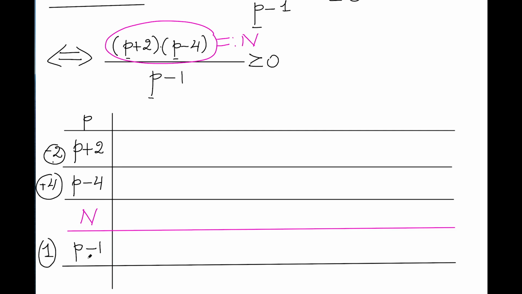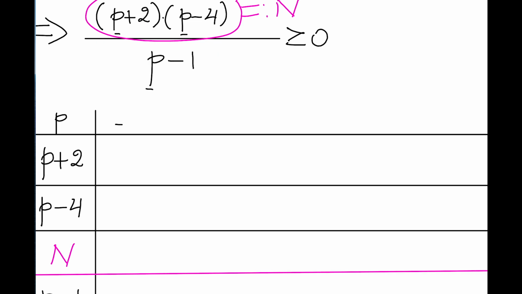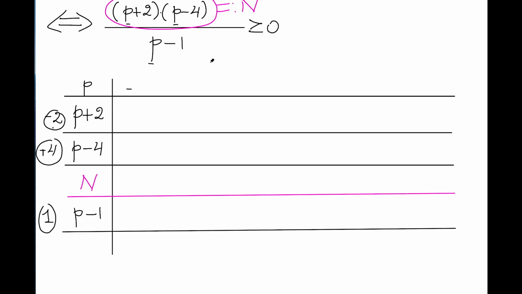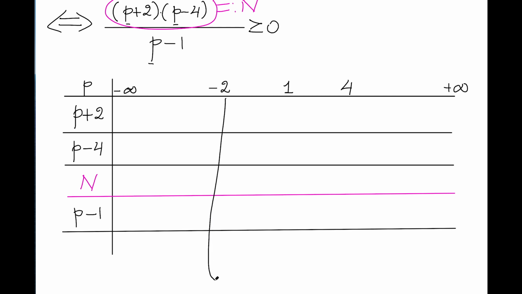So I'm going to put these on the first row, which is the number line, from minus infinity to plus infinity. Minus 2 is the smallest among all three. The second smallest is 1, and then the last one is 4. Then I'm going to erase them from here. All right, then I'm going to create my bars.